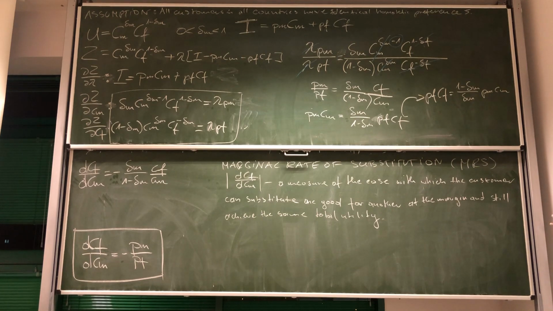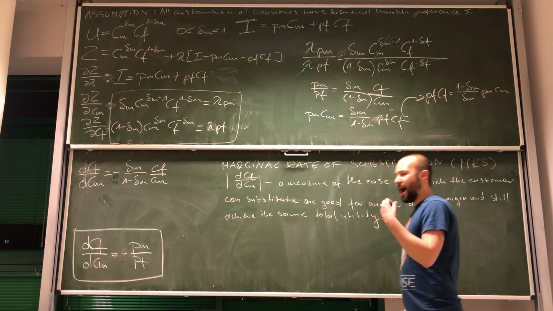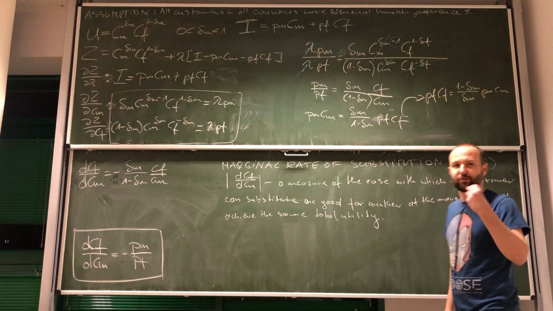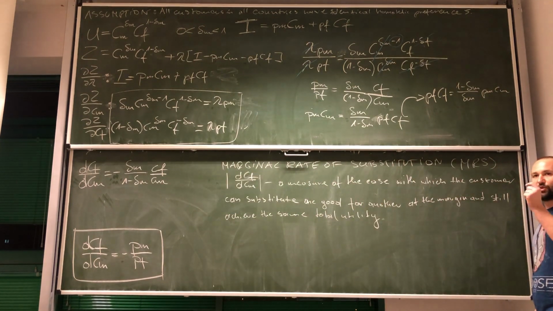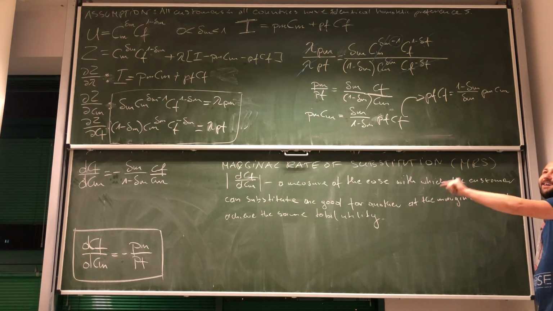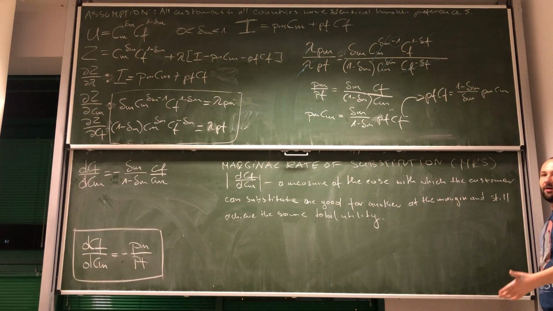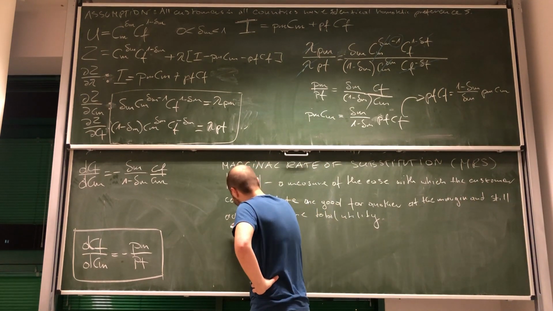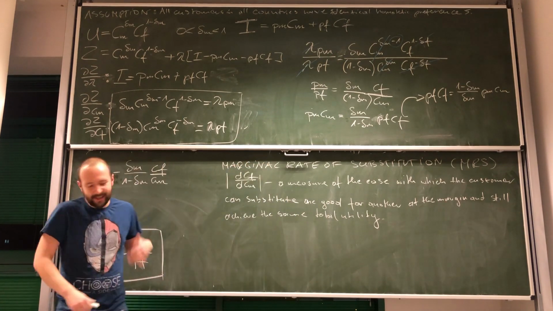In other words, the marginal rate of substitution, which is the slope of the indifference curve, is telling us how many units of one good the customer is willing to give up to get one more unit of another good while maintaining the same total utility. And in this case, I would also like to add a corollary.